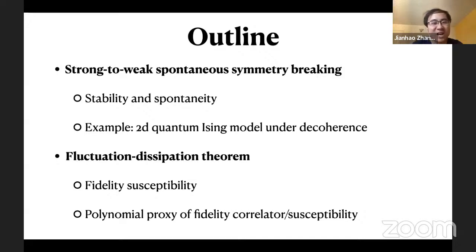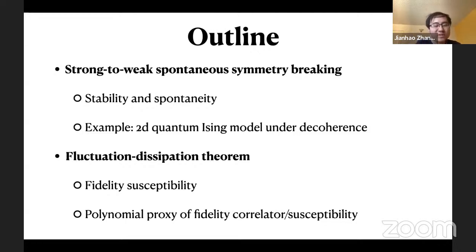Maybe too long. The main part of my talk includes two parts. The first part is the formal definition of a strong-to-weak SSB, including two very important, maybe key, properties demanding that it's a true, well-defined mixed-state phase of matter, and that it's actually a spontaneous symmetry breaking. The first one is reflected by the stability theorem, and the second one is reflected by the spontaneity theorem.